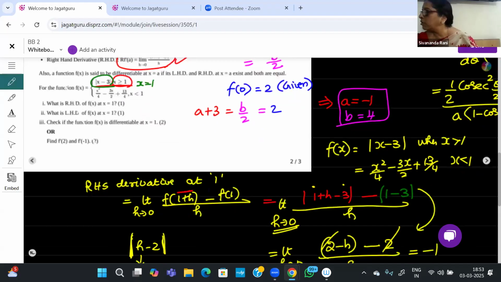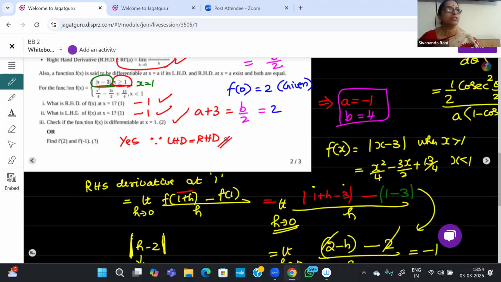So what would be your answer for this? This fetches you 1 mark. You should write -1 here. LHS derivative. This we have evaluated just now. So all these fetch you 2 marks. Check if the function is differentiable at, yeah, we should take this, isn't it? Is it differentiable or not? Yes, because the LHS derivative and RHS derivative are same. Therefore, because LHS derivative is equal to RHS derivative, it is differentiable.